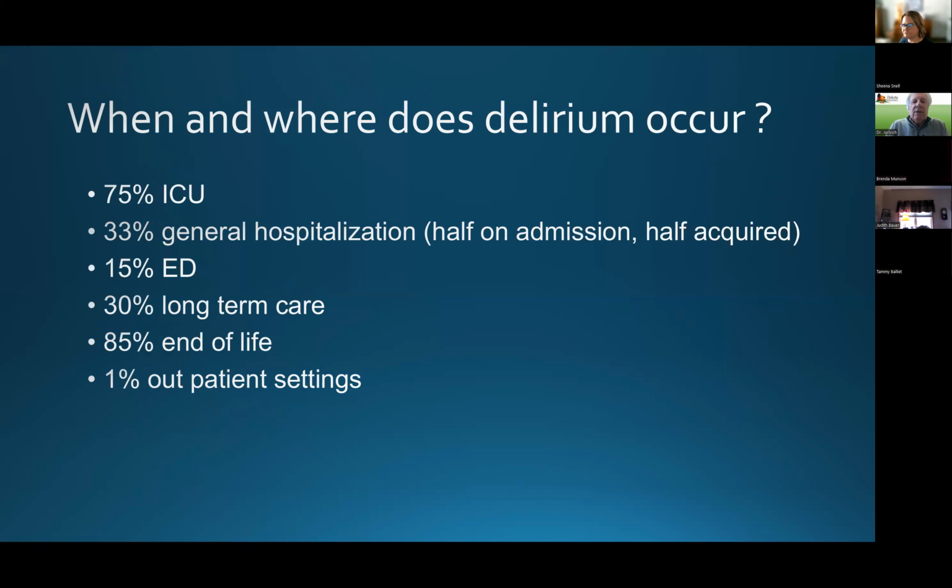So the question is, where does delirium occur? And so you can see it occurs an awful lot in the ICU. And if you go down the list here, in hospice and palliative care. On hospitalization, of the 33% that present with or have delirium or acquire delirium, half of those are at the admission and usually through the emergency room. And then the other half are acquired during the hospitalization.